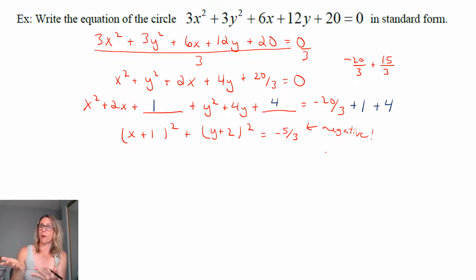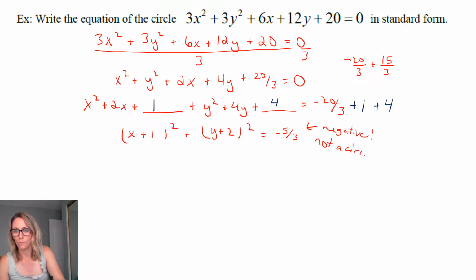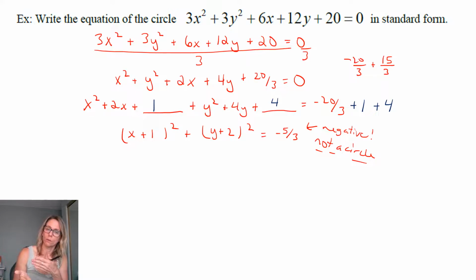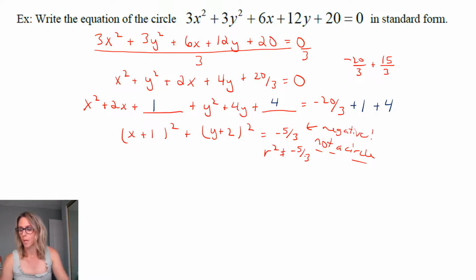And r squared should always be positive because it's something squared. So if you have a negative, this in fact is not a circle. Not a circle. So just something to know. If you have your radius squared being negative, well, then it's not a radius squared. It's not a radius at all. R squared cannot equal a negative. Okay.